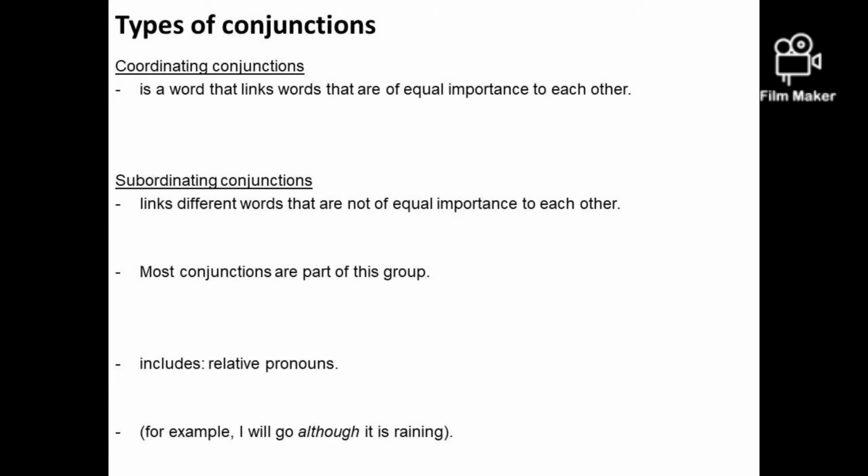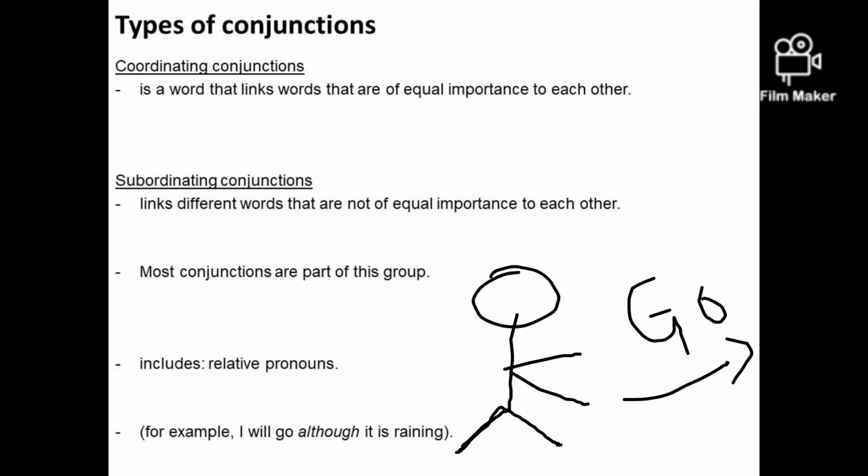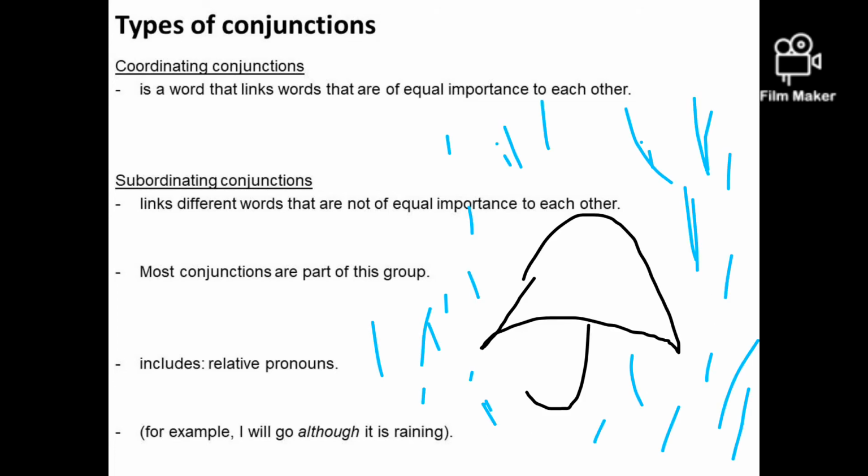For instance, I will go, although it is raining. I will go where? Maybe I will go to school. Maybe I will go to work. Although it is raining, even though it is raining, I will go. So those are subordinating conjunctions.